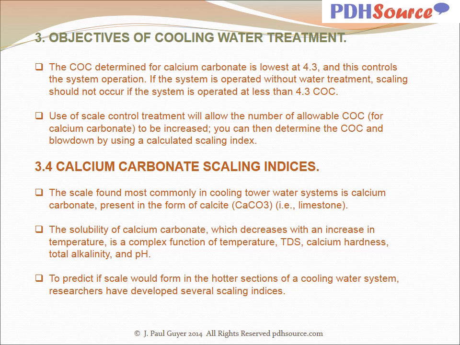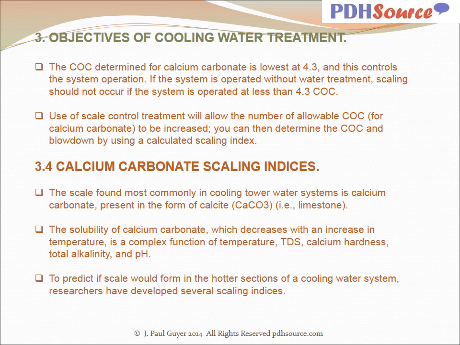The COC determined for calcium carbonate is lowest at 4.3, and this controls the system operation. If the system is operated without water treatment, scaling should not occur if the system is operated at less than 4.3 cycles of concentration. Use of scale control treatment will allow the number of allowable COC for calcium carbonate to be increased. You can then determine the COC and blowdown by using a calculated scaling index.